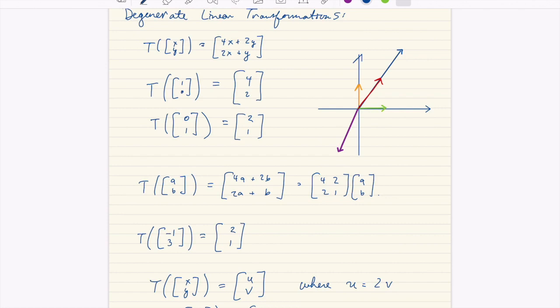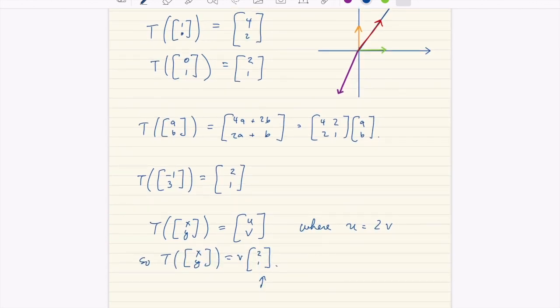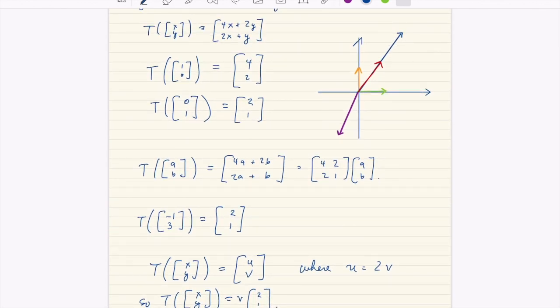So this would be 2v over v. What I mean is v times some vector (2, 1). So all of our outputs are going to be multiples of that line (1, 2). And it turns out that no matter what vector you start with on the plane, it doesn't matter what it is, how big it is, in what direction, once you apply the linear transformation, it's all going to be squished onto that one line.